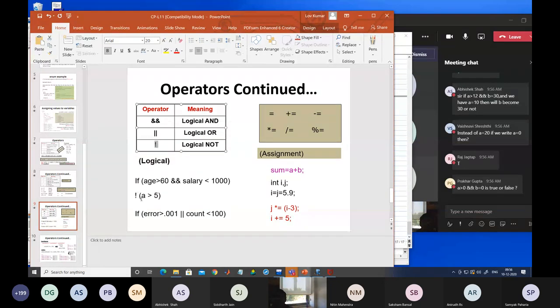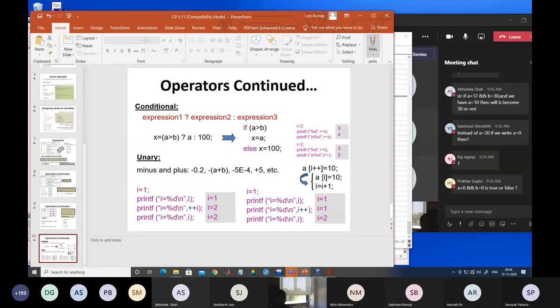If your expression is true and you write not A greater than 2, then this one becomes false. So false to true, true to false. So not is basically used to convert a true to false and a false to true. Clear?